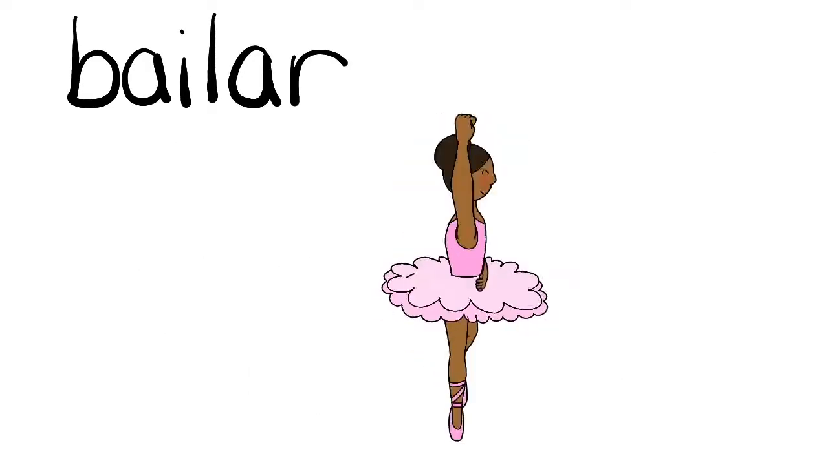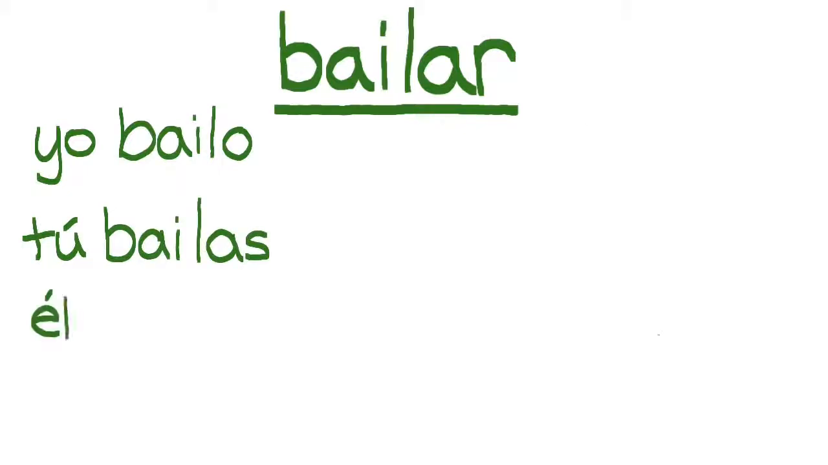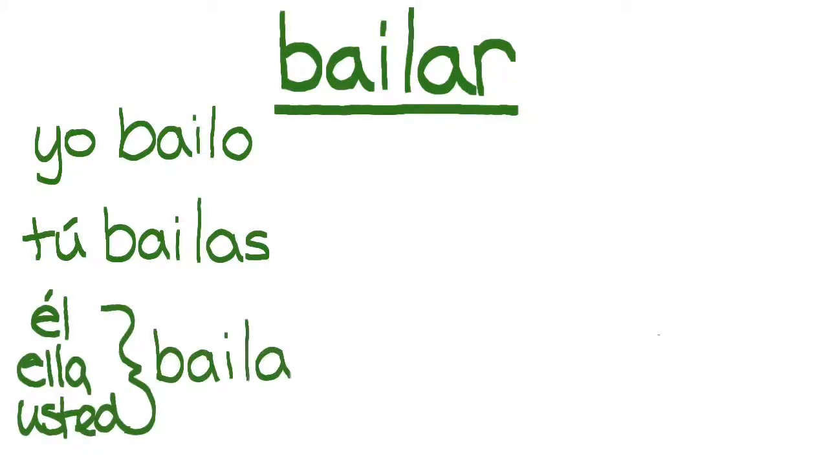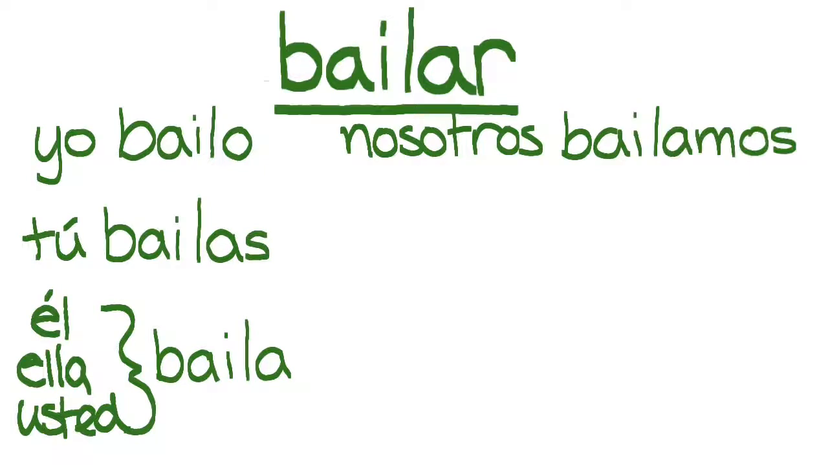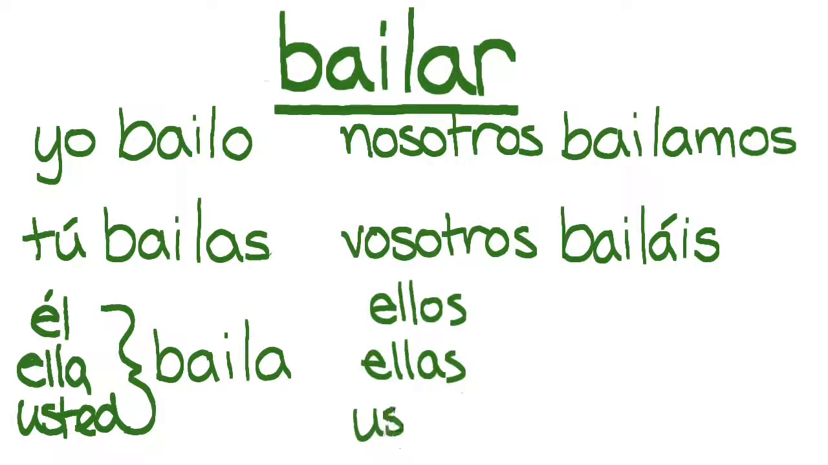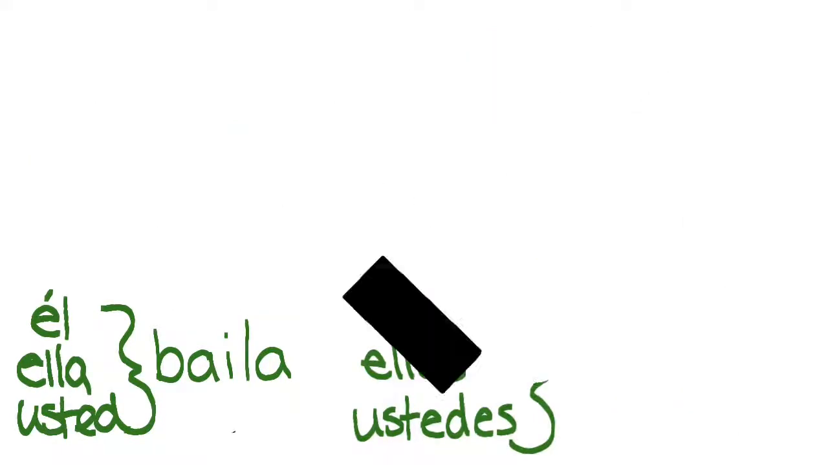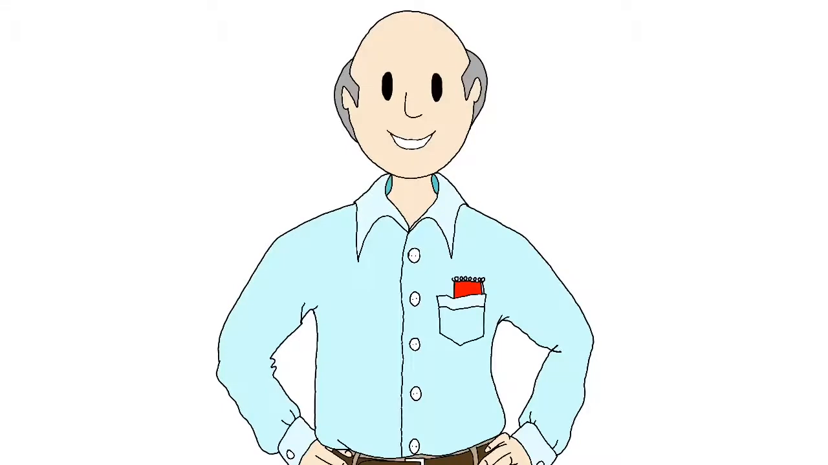Bailar is a Spanish verb. In the present tense, it changes into 6 different forms. Yo bailo, tú bailas, él, ella, usted baila, nosotros bailamos, vosotros bailáis, ellos, ellas y ustedes bailan. You know what? That probably doesn't mean much to you, so let me break it down.